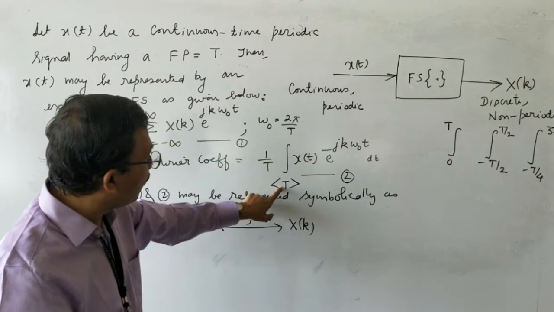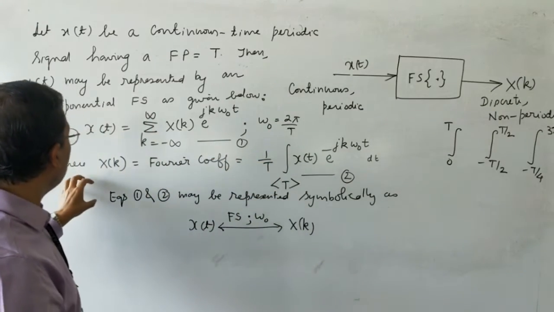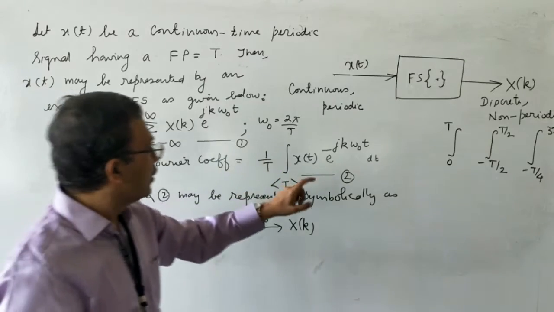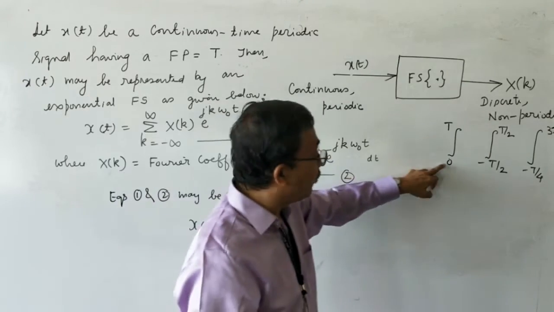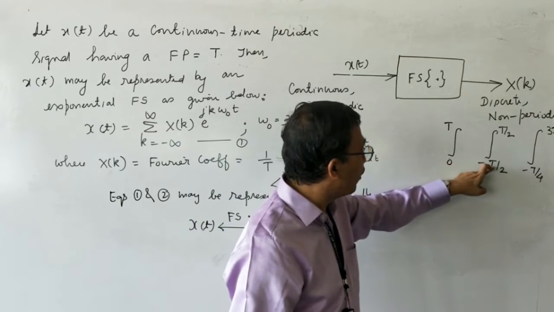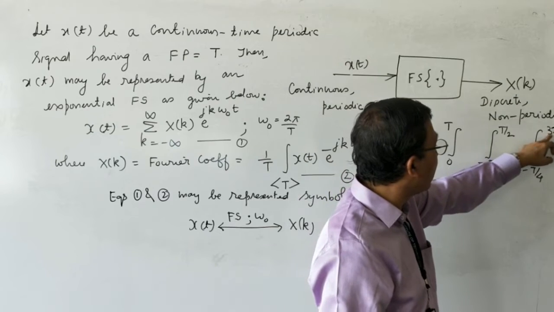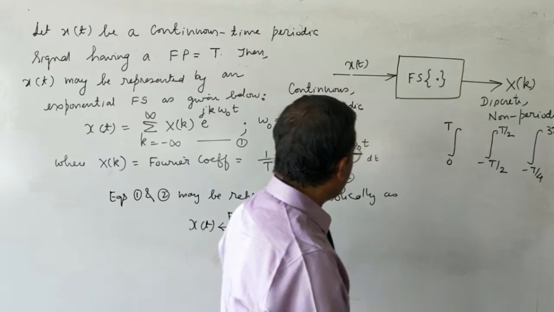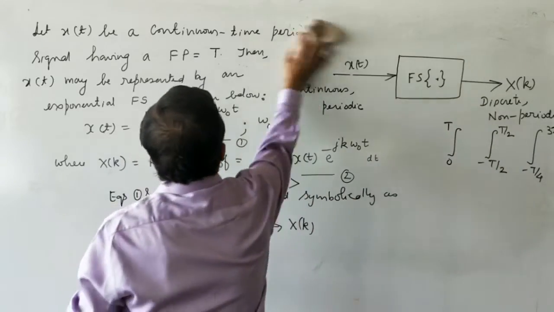Equation 1 is called exponential Fourier series. X of k in equation 1 is called Fourier coefficient and is computed by the formula 1 by T integration of x of t into e to the power minus jk omega naught t dt. Limits of integration is left to the sole discretion of the person who is solving the problem. The limits could be 0 to T, or minus T by 2 to plus T by 2, or minus T by 4 to 3T by 4. Now certain important things I am going to tell you about this Fourier series.